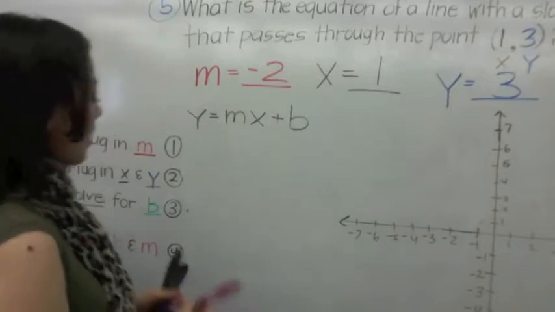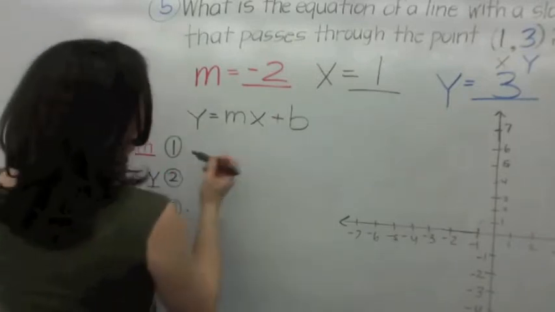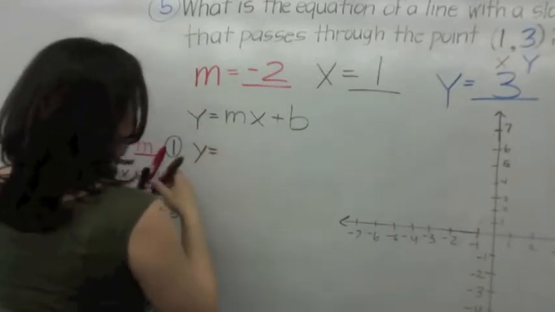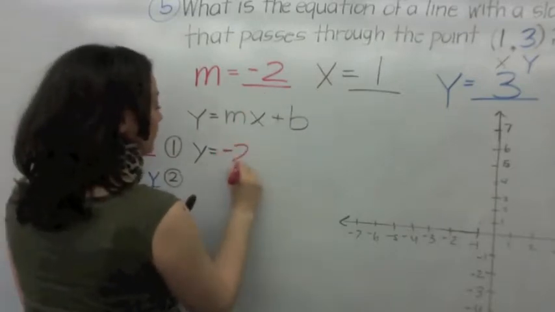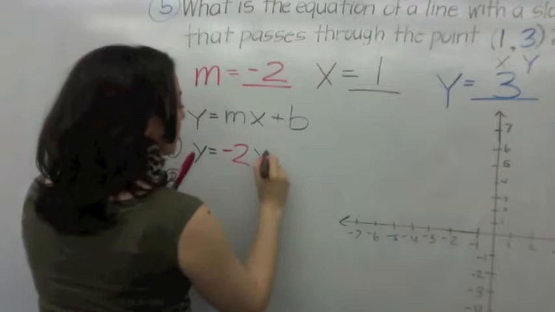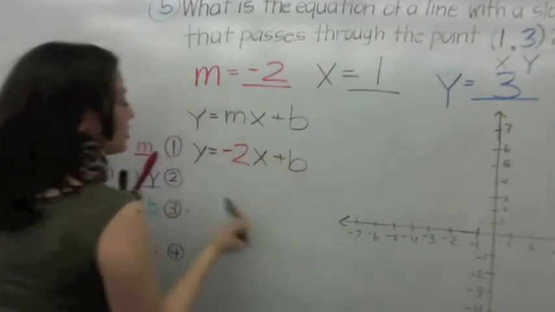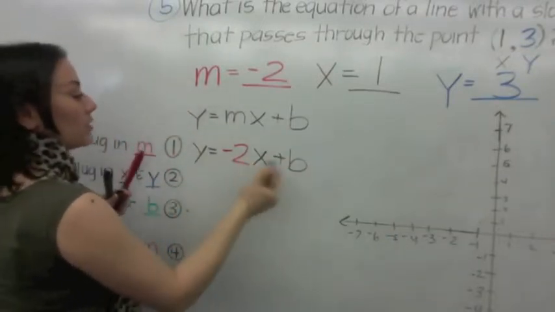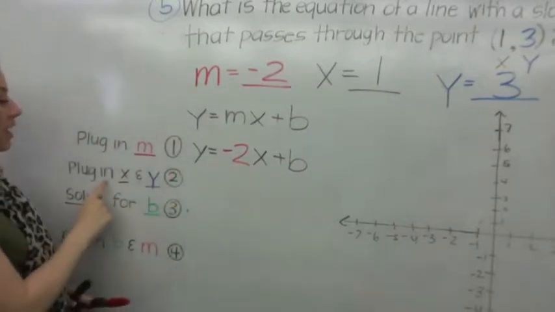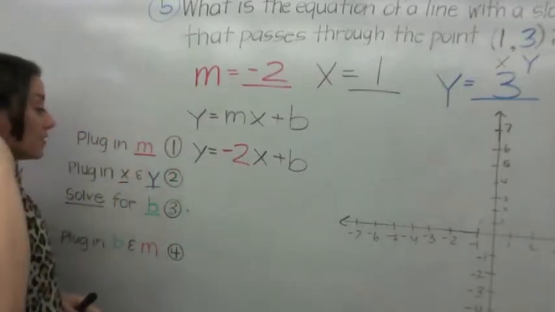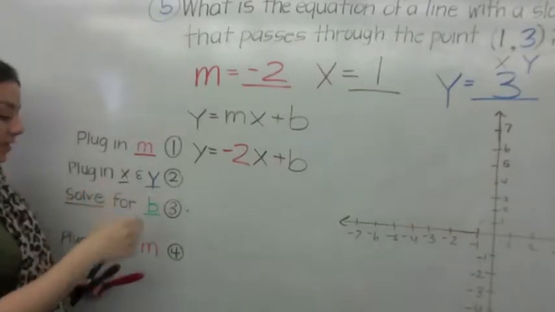First you've got to use your m. So y equals, what is m? m is negative 2. Okay, x plus b. So it's always y = mx + b. Here we plugged in m. The second step is plug in x and y.